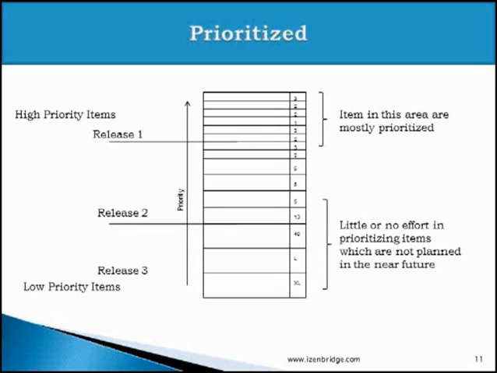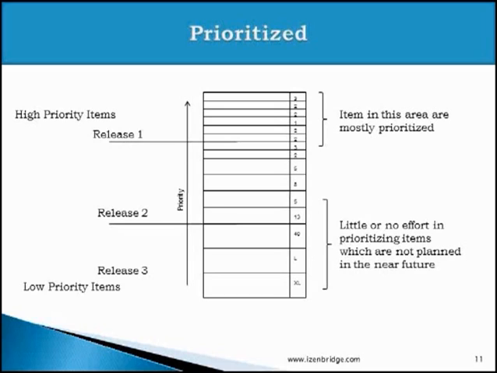The fourth characteristic of product backlog: the product backlog should be prioritized. Since the definition of product backlog itself says it's an ordered list of all the desired functionality, the items should be prioritized, and items expected to be delivered in the current release should be prioritized well. Items which are not expected to get scheduled in upcoming releases may remain with no priority, or we should spend very little effort prioritizing items which are at a very long time horizon.